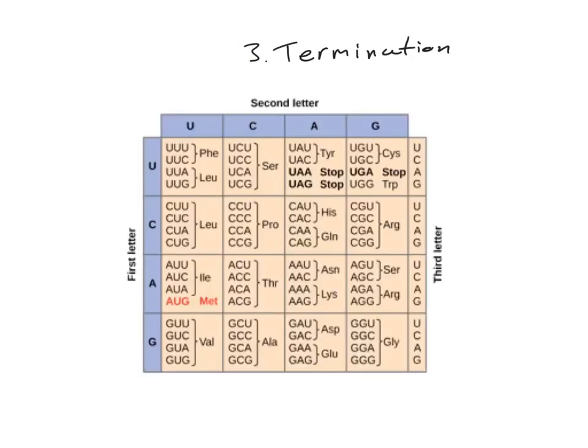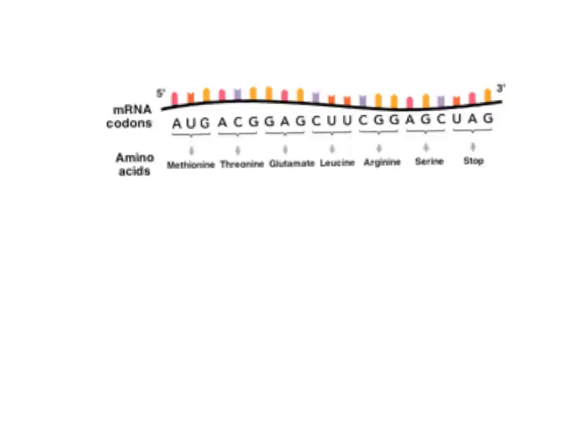So termination is when the part of the mRNA is reached which codes for a stop codon. That's UAA, UAG, UGA. At this point, your polypeptide chain is complete. So the tRNA molecules no longer read that bit of mRNA till another methionine is reached, which means to start the process again. So we now have our completed polypeptide chain, which is now our primary structure of proteins.